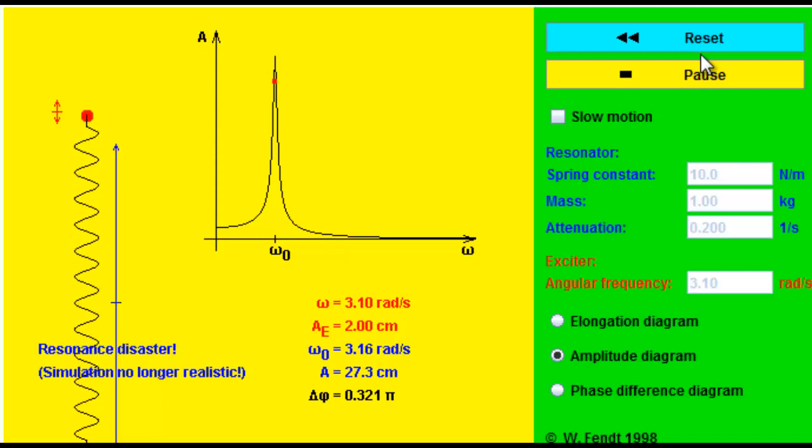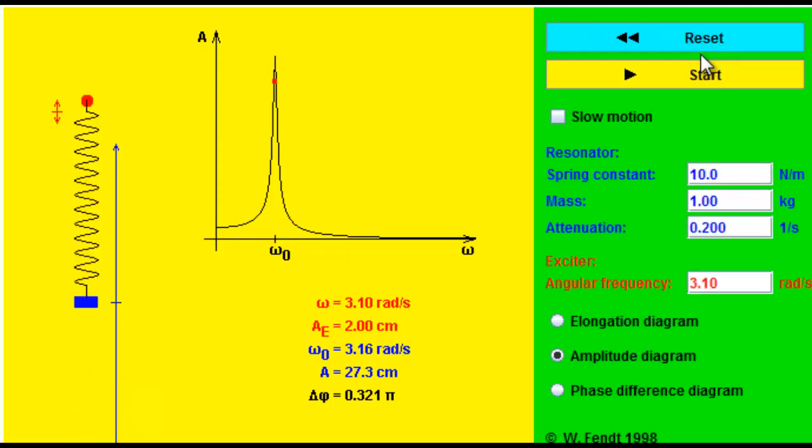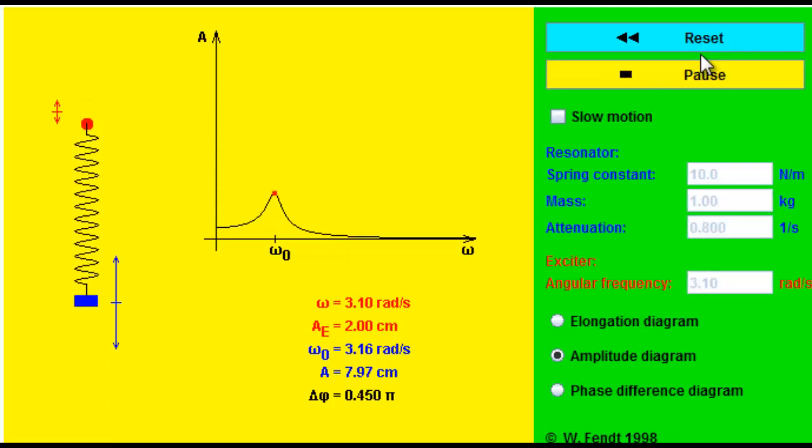So when the driving frequency is equal to the frequency of the oscillator, you'll get resonance. The amplitude gets so great that you will get some damage. What we could do, however, is reduce it by increasing the attenuation, which is basically the amount of damping. Let's set this to 0.8 and start again. Notice that we still have the resonant frequency, but the amplitude is really quite small because the damping is so great.